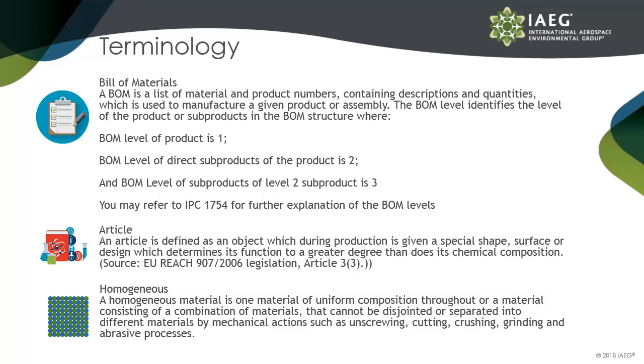An article is defined as an object which, during production, is given a special shape, surface, or design which determines its function to a greater degree than does its chemical composition. Additional information related to article definition may be found via EU Reach 1907/2006 legislation, Article 3.3.